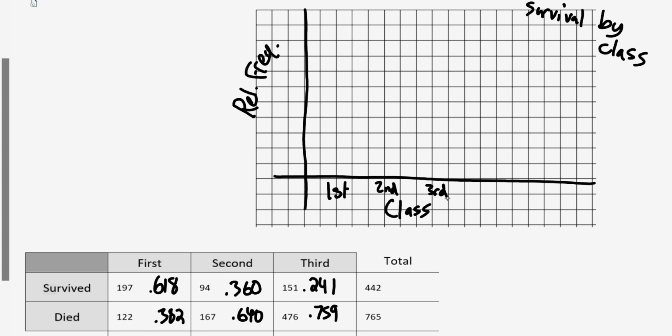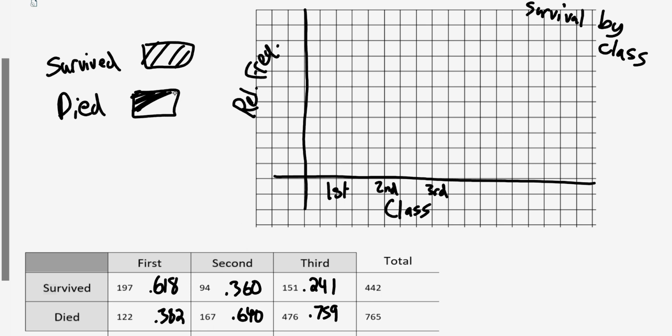But instead of putting them on top of each other, we're just putting them side by side. So let's do the same deal here. Survived. What did we say survived was? This. And then died, we had filled in. All right, so same deal. We have a key. We have it all labeled. Let's just put those on here.